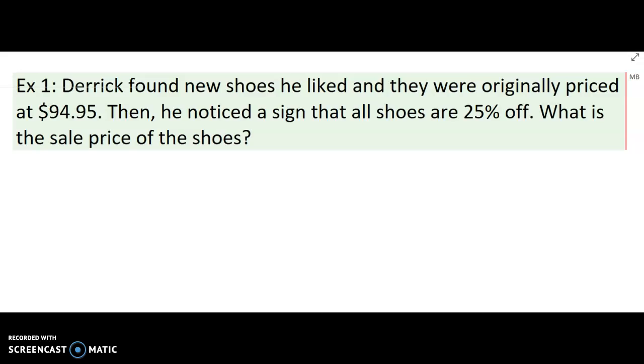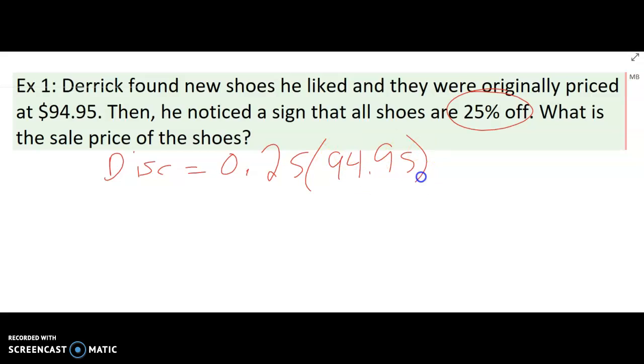So first, we're going to find the discount amount. Our discount amount is found by taking our discount percentage as a decimal, so 0.25, and then we're going to multiply by the original price of the item, which is $94.95. Now, when I multiply those two things together, I get kind of a long-winded decimal. But remember, we're talking about money, so we're going to round everything to 2 decimal places. So my discount amount to the nearest penny is $23.74. So that's the discount amount. That's the amount we're going to take off of the price of our item.